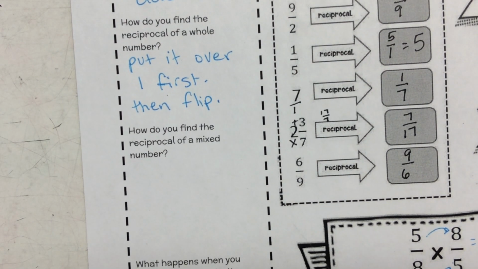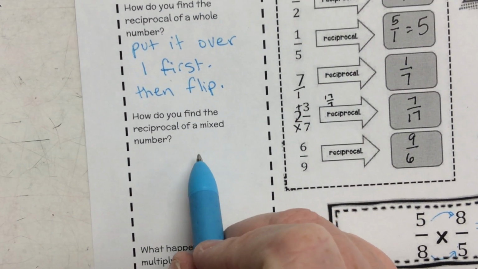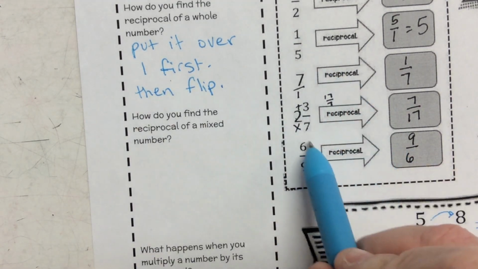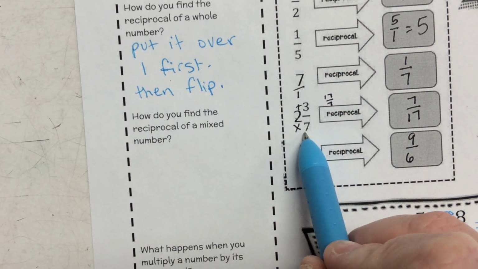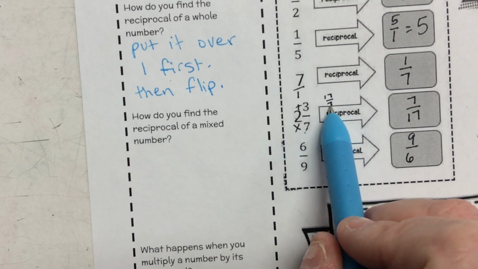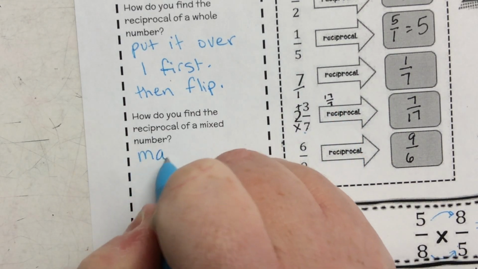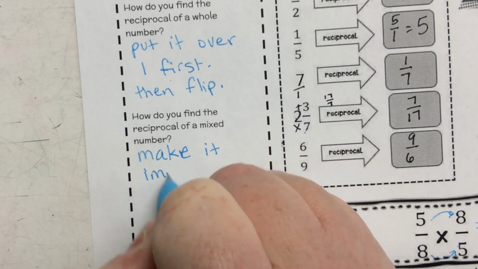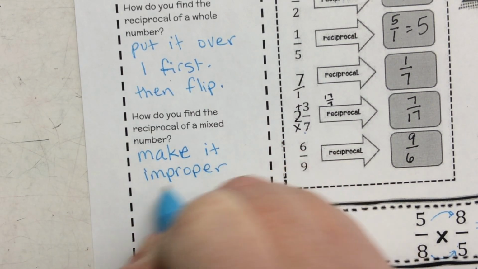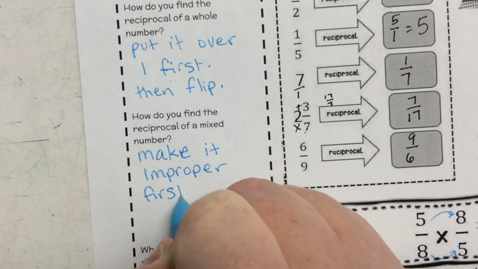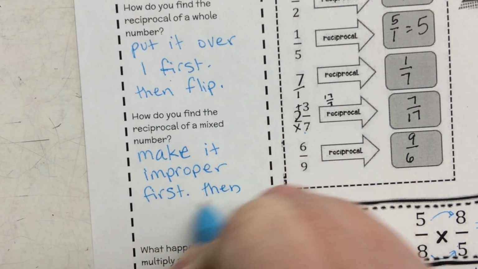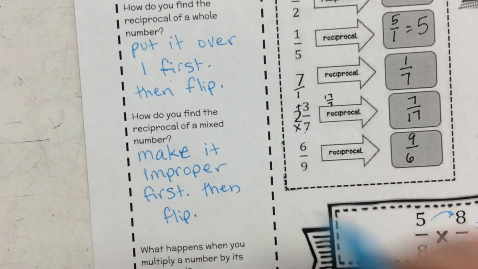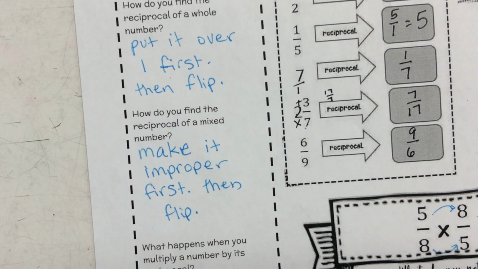How do you find the reciprocal of a mixed number? Well, that is this one right here, this 2 3/7. So what do? We had to make it into an improper fraction first. Then flip. All right, make it an improper fraction first and then flip.